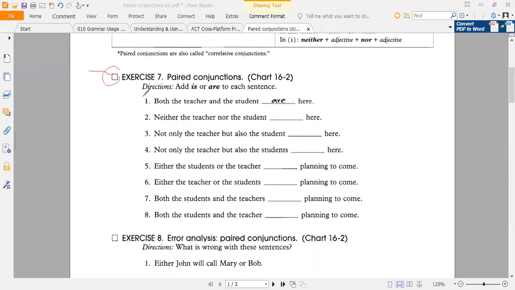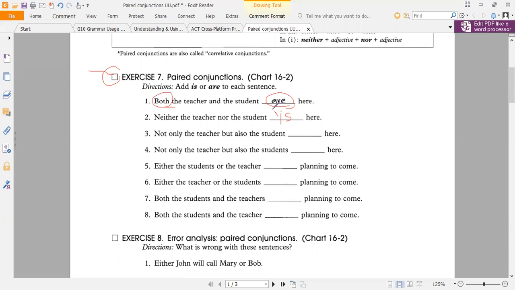Question 1 is already solved. Okay, yes, go ahead to 2. Both the teacher and the student are, just a second, both is always followed by a plural verb. Okay, go ahead with number 2. Neither the teacher nor the student is. Yes, is. Why? Because we need to put a verb here. Let me write is.